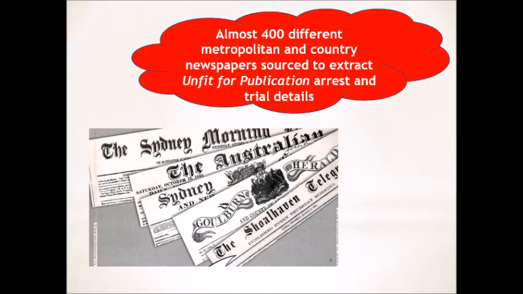Another component of a trial in Unfit for Publication is the newspaper component. Searching newspapers for trial details was much more laborious prior to digitization. Most of the newspaper reports of trial details in Unfit for Publication was done before the National Library's Trove came into existence.